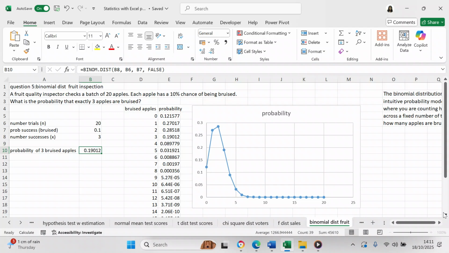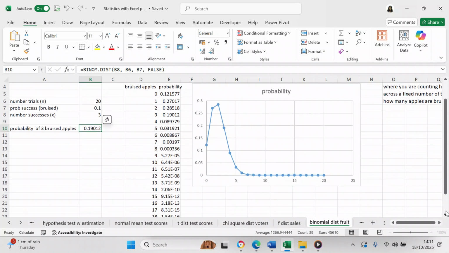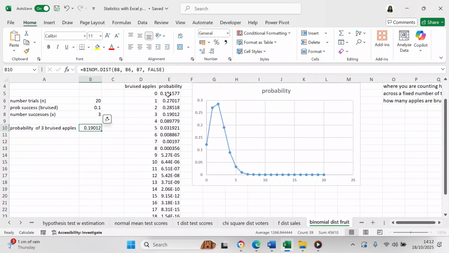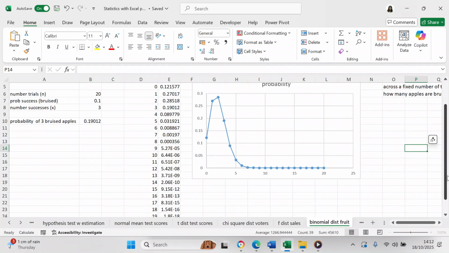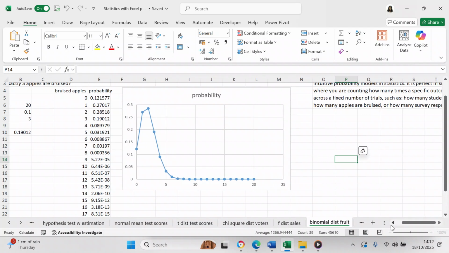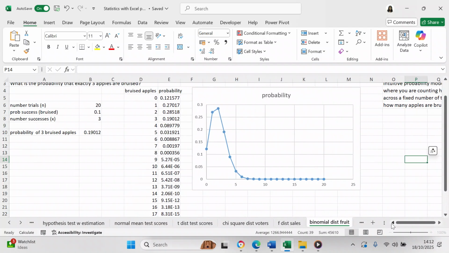So the thing that we have here is we're going to create a chart. So we've got 20 apples, and the probability of each apple being bruised is BINOM.DIST, brackets, D5, comma, B6 is 20, comma, B7 is the probability of success, comma, FALSE. And then we take all those values and convert them into a graph. So you can see that the probability of 3 apples being bruised is 19%.